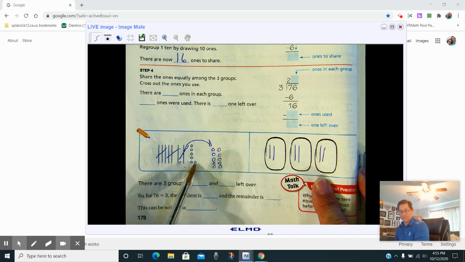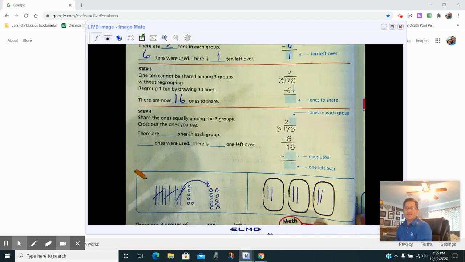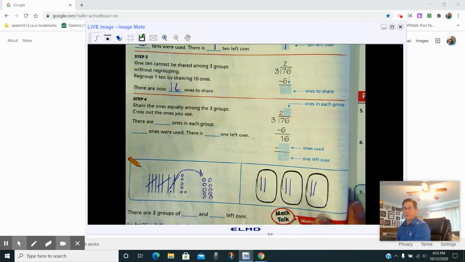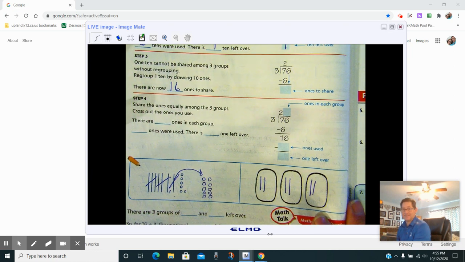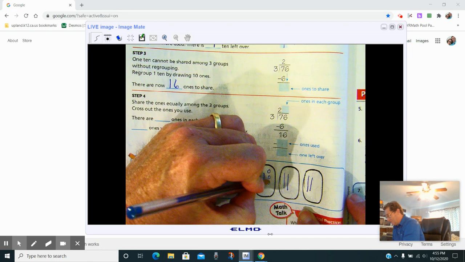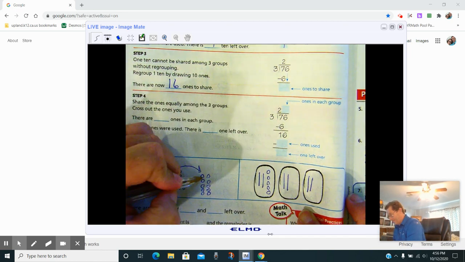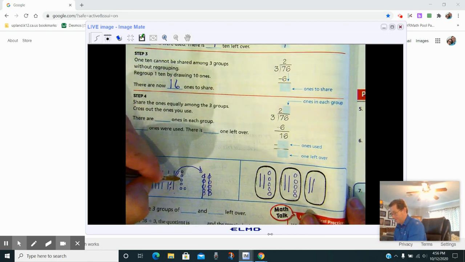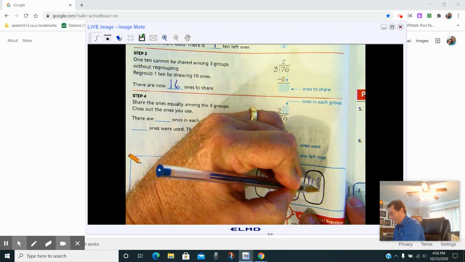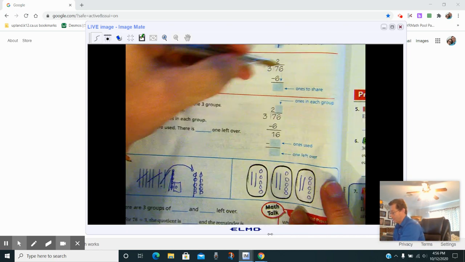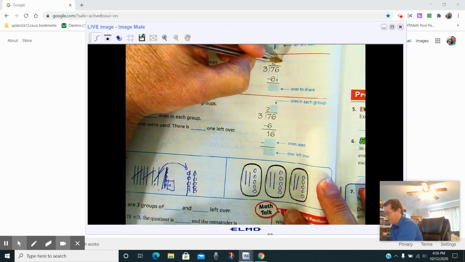Is there a way of sharing 16 equally amongst three groups? Well, I can go 3, 6, 9, 12, 15, but I would never say 16 by counting by threes. So I'm going to put 5 of those in each group. So 5, 5, 5, and I have 1 left over. So we're going to say 5 ones in each group.